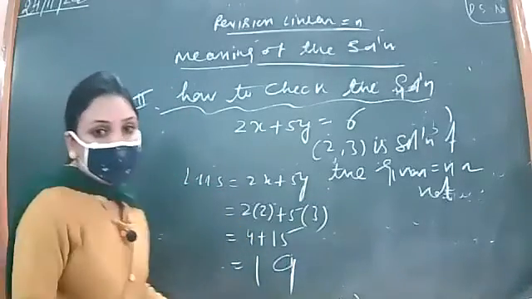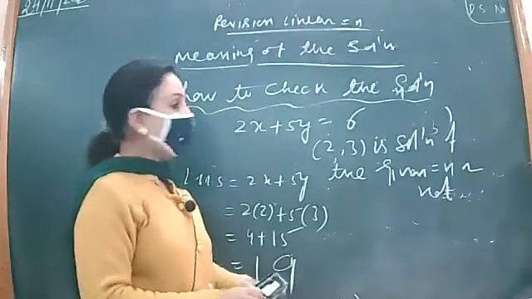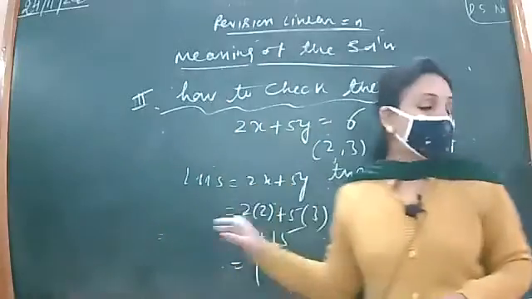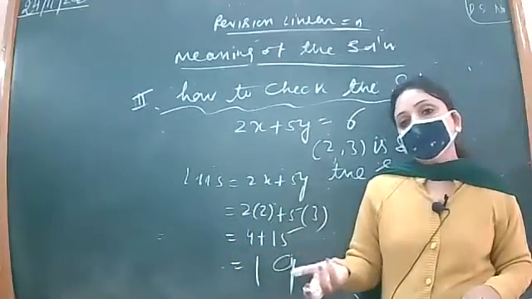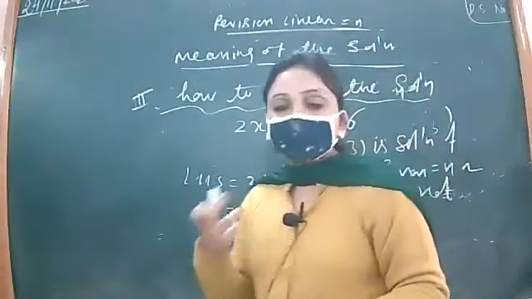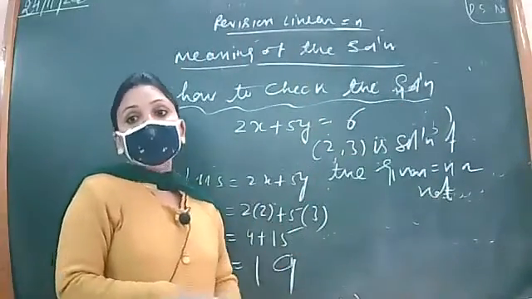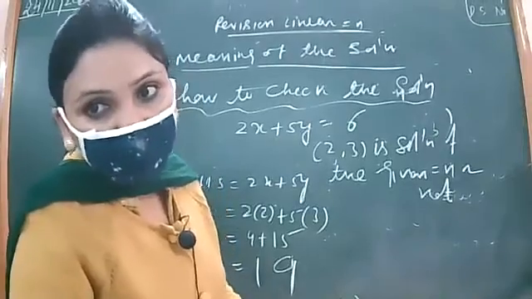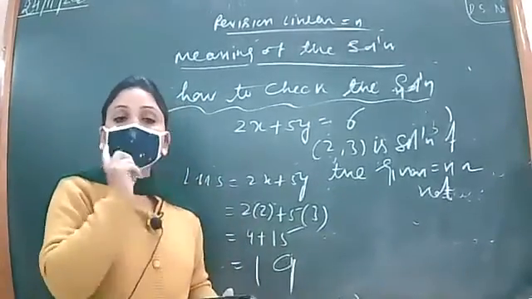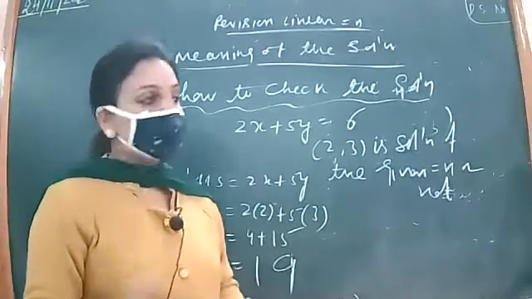This is the left hand side. After putting the values of x and y, we get this left hand side, and see the right hand side, this is equal to 6. That means both sides are not identical, they are not equal. It means the left hand side is not equal to the right hand side for this ordered pair. So this ordered pair can't be a solution of the given equation. This is the second type of question that you will find on the basis of the meaning of the solution, that is, how to check the solution.